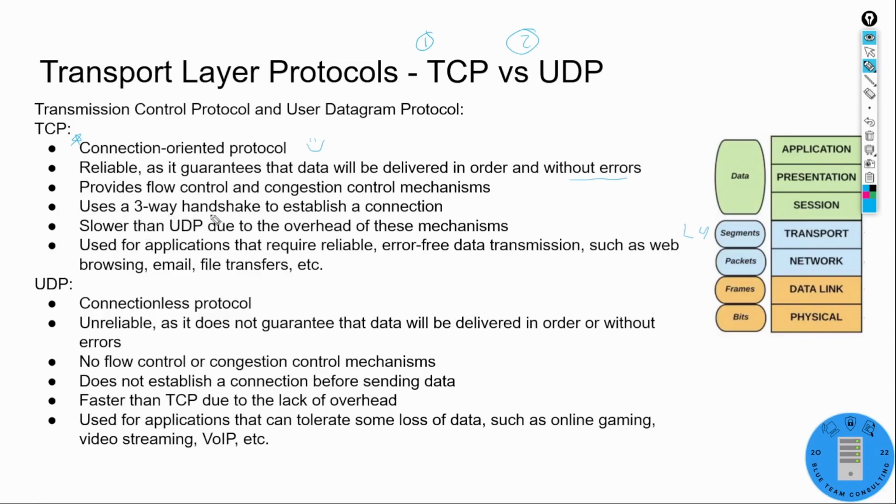Uses the TCP three-way handshake to start a connection. It's a little bit slower than UDP due to the overhead, as in more bytes for more packets being added on and all of the extra verification that it does between the computers before just sending data out. So that creates a bit of overhead, but just very slightly. And it's used for applications that require reliable, error-free data transmission, such as web browsing, emails, file transfers, etc.